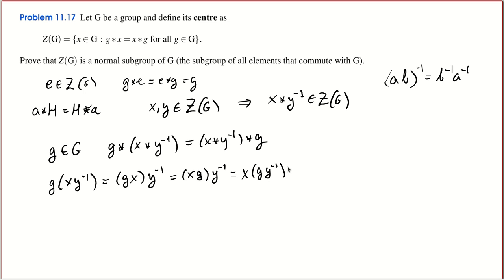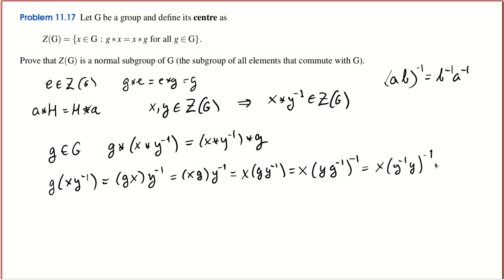So we do this here, and then we can rewrite this expression as y times g inverse, all inverse. Because if you do this, this is the product of these two inverses in reverse, which means the inverse of g inverse, which is g, and the inverse of y, which is y inverse. So this can be written like this. Now g inverse is an element of the group because g is an element of the group, so it commutes with y because y is an element of the center.